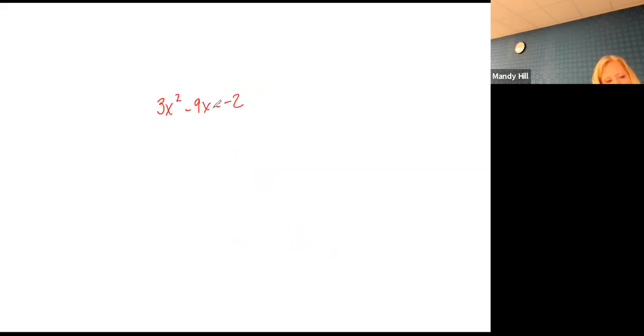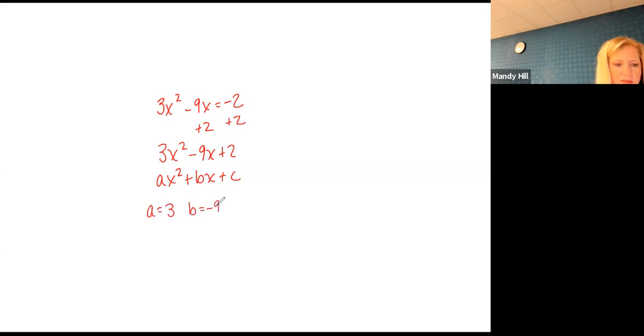So on this one, I don't have 2 terms, I have 3 terms. So I'm going to solve this for 0, move that 2, -2 to the other side. Okay, and then if I can think of something that multiplies to 6 and adds to -9, that would be great, but we know we can't. So we know that this is in the form ax squared plus bx plus c. So a would have to be 3 here, b is -9, c is equal to 2.